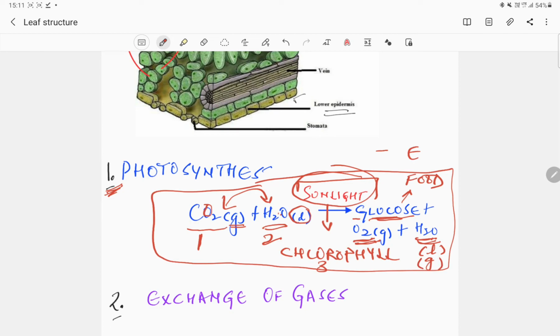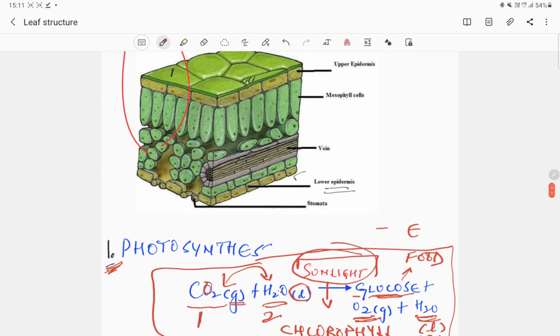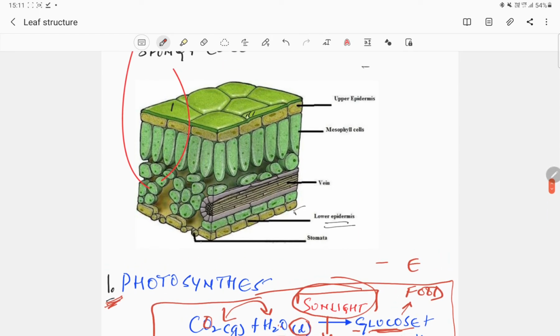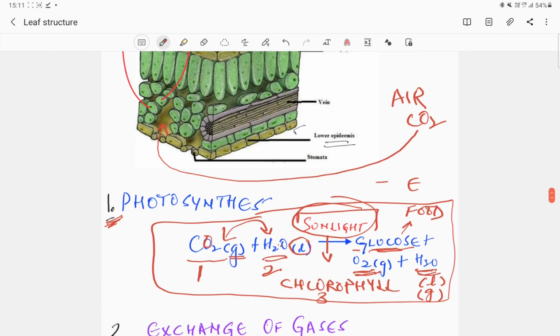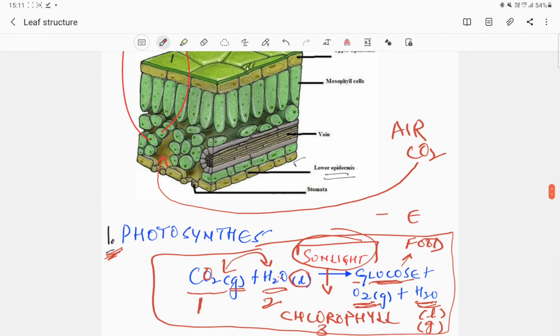Now, how does this carbon dioxide reach the leaf? Do you know where carbon dioxide is present? Carbon dioxide is present in the air, and the air gets inside the leaf through the stomata. So can you now appreciate the role of the stomata? If there were no stomata under the leaf, there would be no carbon dioxide available for the leaves, and photosynthesis would not take place. Also, what else the stomata does is something we learn in our next video.